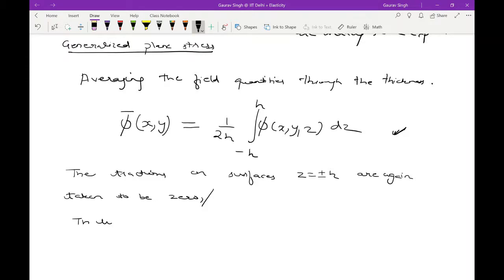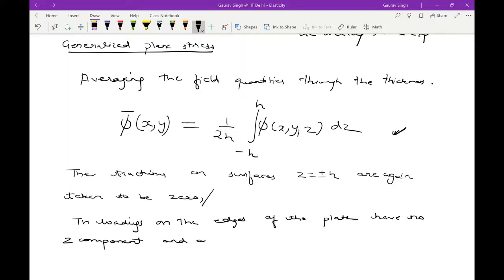So the loadings on the edges have no z component and are either independent of z or symmetrically distributed.